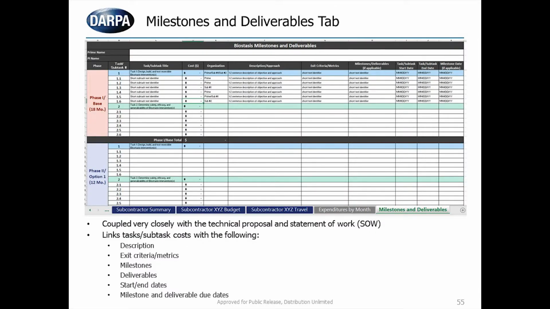And then the last summary tab is the milestones and deliverables tab. Of all the elements of the cost proposal template, this tab is the most closely coupled with the technical proposal because it's going to link the cost by task and subtask to a description of the approach, the exit criteria and metrics, the milestones and deliverables, and then the associated dates with all of that. I can definitely say that the program manager and the technical team find this to be the most valuable portion of the cost proposal.